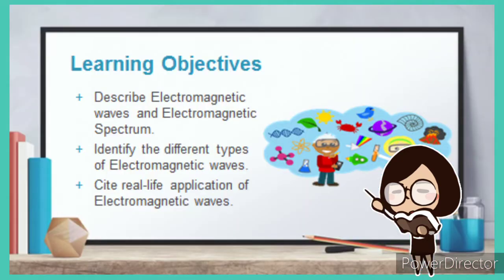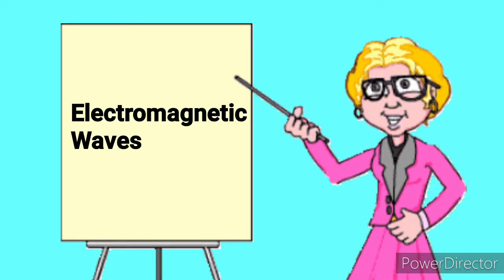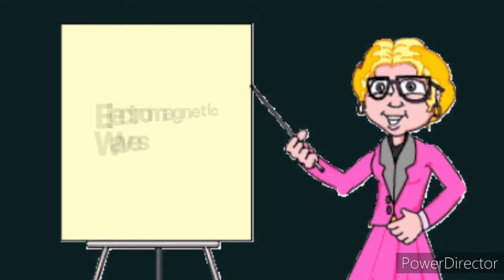But before that, let us first discuss our objectives for today's lesson. At the end of the 5-minute discussion, we should be able to describe electromagnetic waves and electromagnetic spectrum. We should also identify the different types of electromagnetic waves and cite real-life application of electromagnetic waves. So let us first define what is electromagnetic waves.